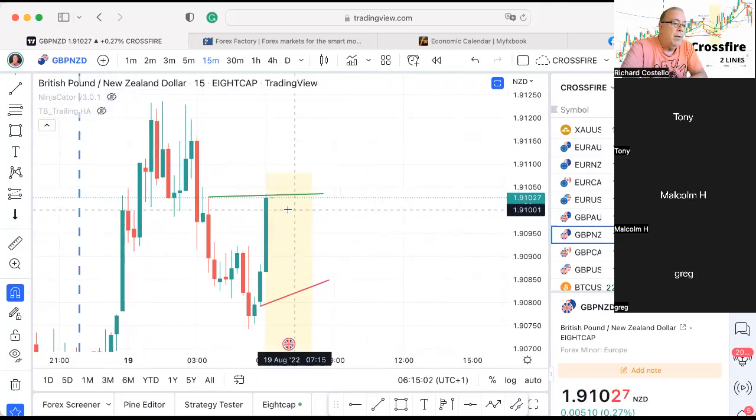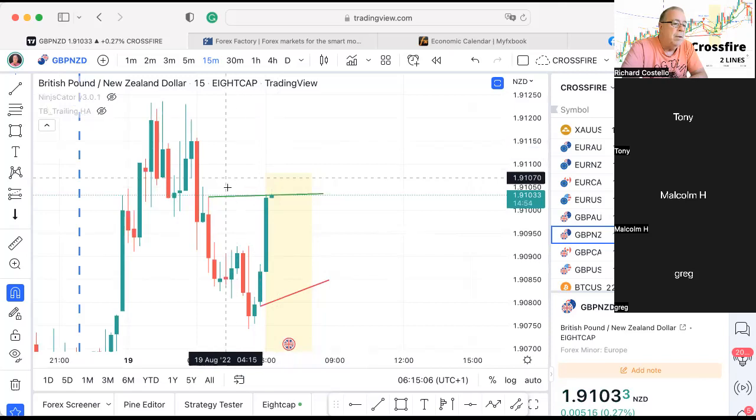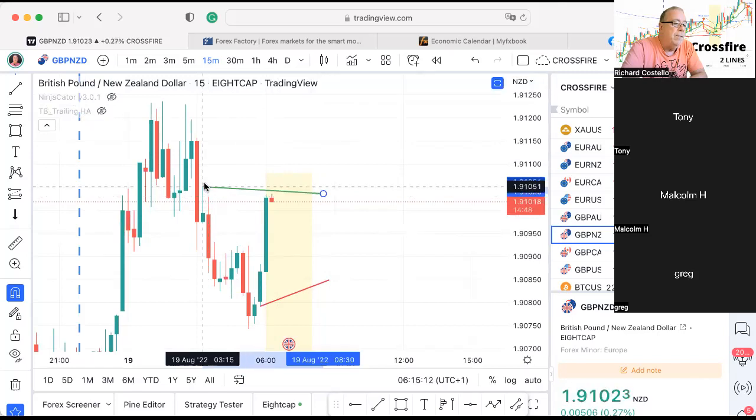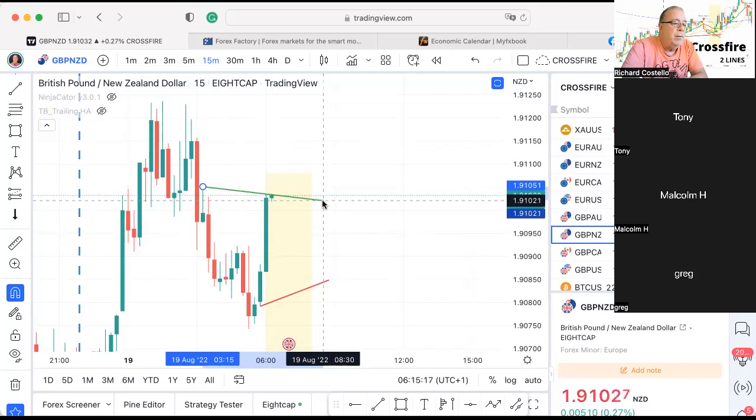There we go. So there's a 6:15 candle just appeared. We now can position these lines. Looking at the top of that 6 o'clock wick, the next higher high to the left is that one. So we'll just drag that down. So we've now got 2 touches.